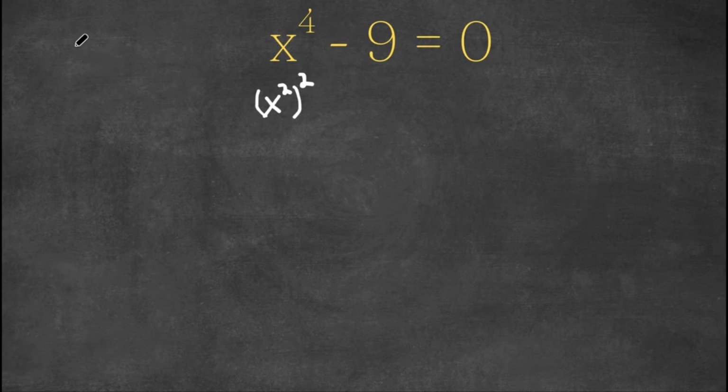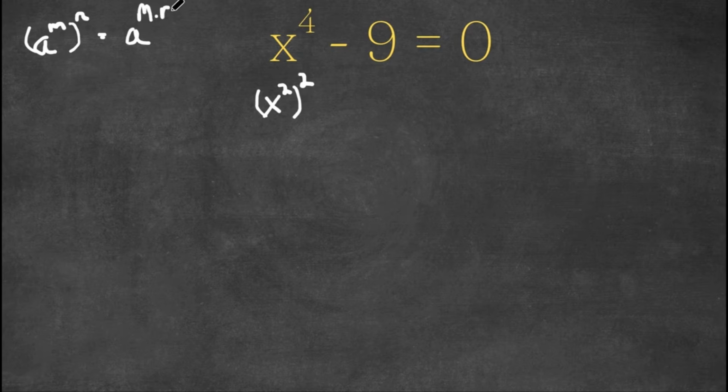Because remember, an important property of exponents is that we have a to the power of m to the power of n. This is also equal to a to the power of m times n. So what I'm doing is I'm simply reversing this. I'm converting it back to its original form. So x squared to the power of 2 minus, I'm going to change 9 to 3 squared. And this is still equal to 0.